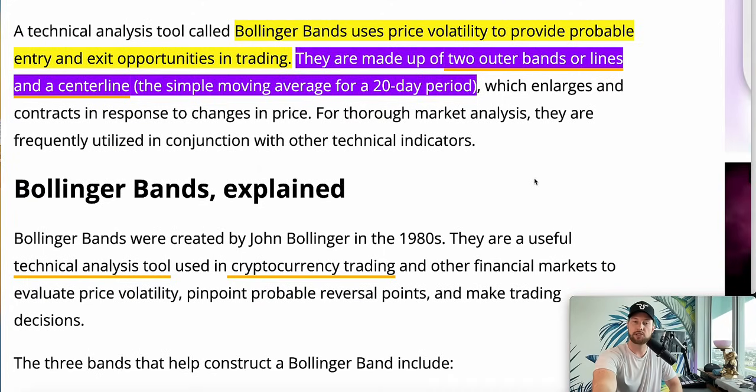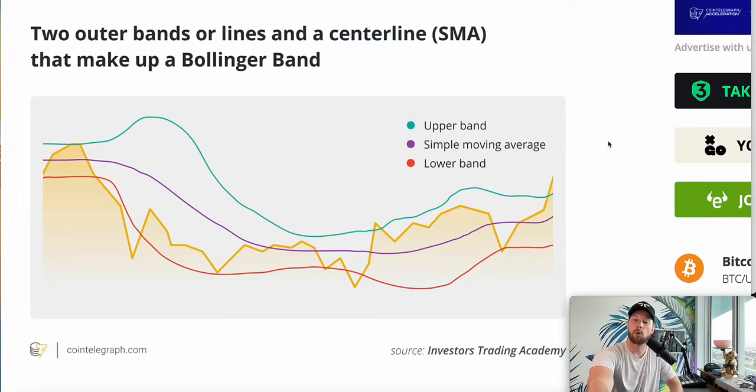Bollinger Bands were created back in the 1980s by a guy named John Bollinger, and they're a useful trading tool along with other financial market tools to evaluate price volatility, pinpoint probable reversal points, whether they're bullish or bearish reversals, and make your trading decisions. So what we're going to be looking at over the next couple minutes is two outer bands. One is the upper band and one is the lower band. The upper band's in green, the lower band is in red, and then the simple moving average in the middle makes up the Bollinger Band.